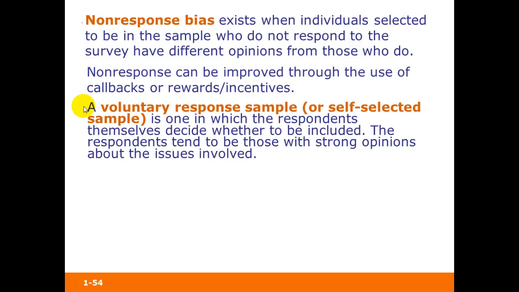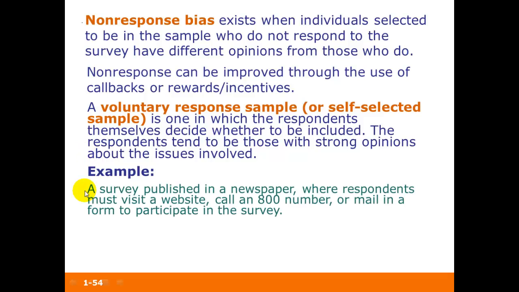Another thing to be careful of with this type of surveys is if you have a voluntary response sample or a self-selected sample. This is one where the respondents themselves decide whether to be included. People who do respond to this type of survey tend to be those with strong opinions about the issues involved. In other words, if you don't care much about the issue, you're not very likely to take the trouble to respond. Here are some examples. A survey published in a newspaper where respondents must visit a website, call an 800 number, or mail in a form to participate in the survey.